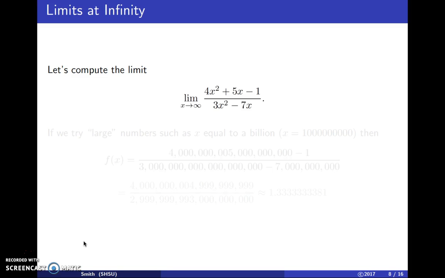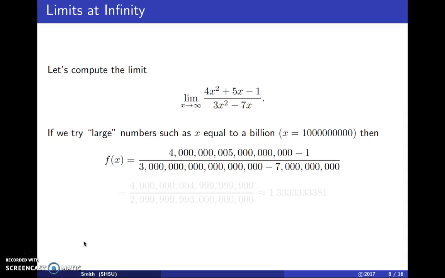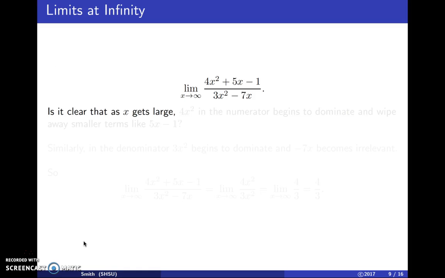Let's compute this limit. Let's use our calculators. If we try large numbers such as x is a billion, or x is 10 to the 10th, or whatever this number is, then f of x will be this, which, if my calculator will handle all the digits, will be this. And so the limit turns out to be 1.3 repeating. I can get limits by plugging in large x values and approximating our answers. It is clear that as x gets large, 4x squared in the numerator begins to dominate and to wipe out smaller terms like 5x minus 1.